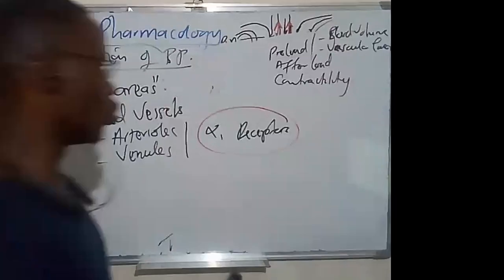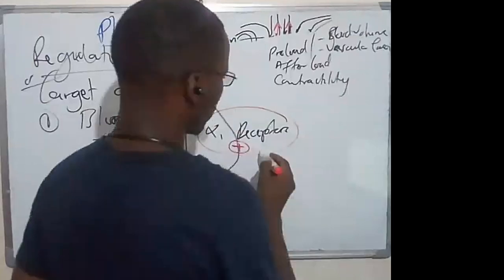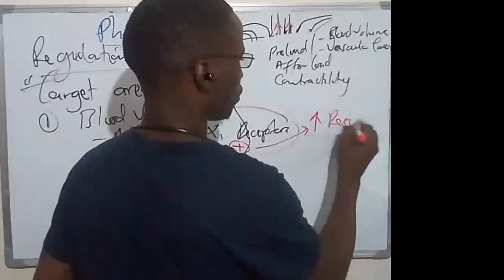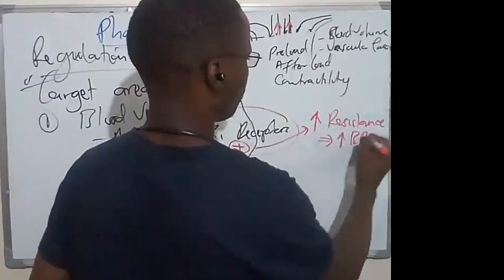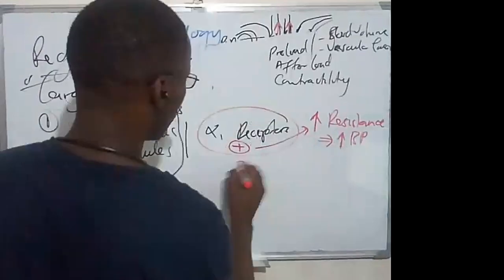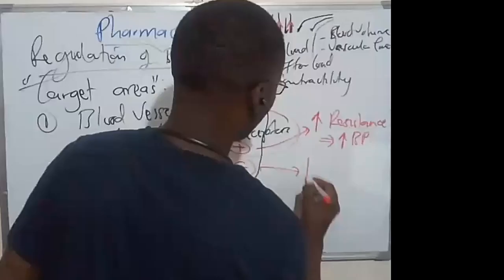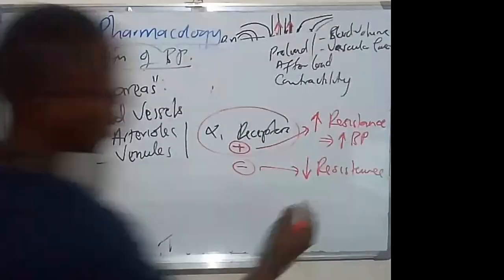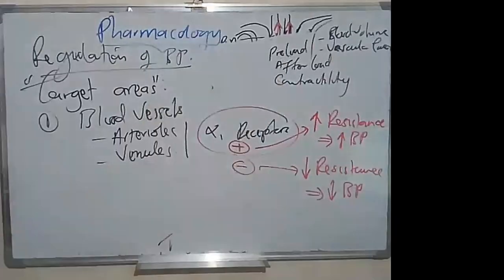So if these alpha 1 receptors on the blood vessels are stimulated, we are going to have increased resistance, and this increased resistance implies increased BP. When there is inhibition of these alpha 1 receptors, we are going to have decreased resistance, which implies decreased blood pressure. So that is one way in which blood pressure is regulated.